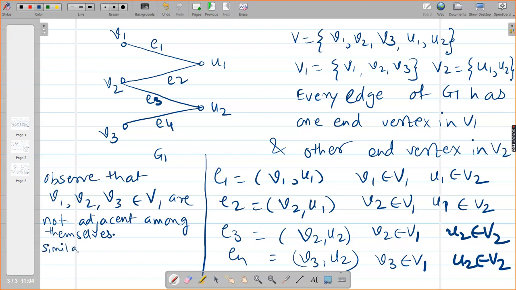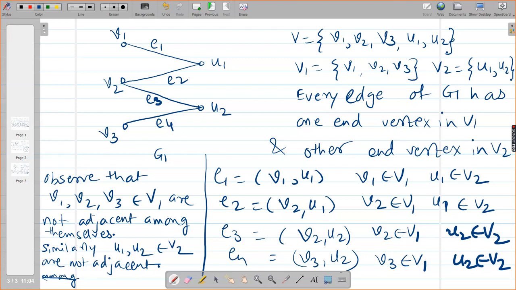Similarly, U1, U2 that belong to V2 are not adjacent among themselves, or between them, are not adjacent. There are only two, so that is enough. Okay, have you understood this? Now we will define complete bipartite graph.